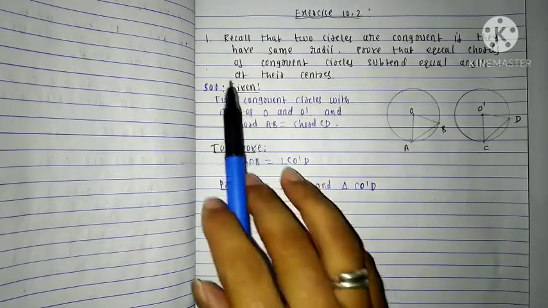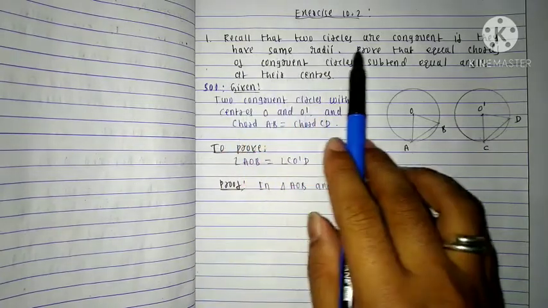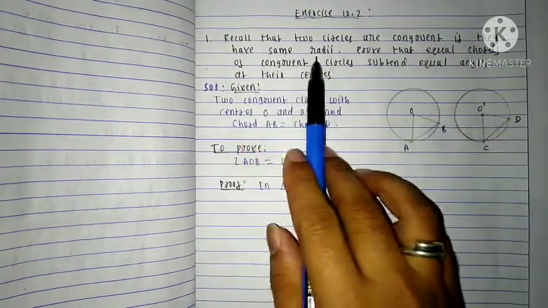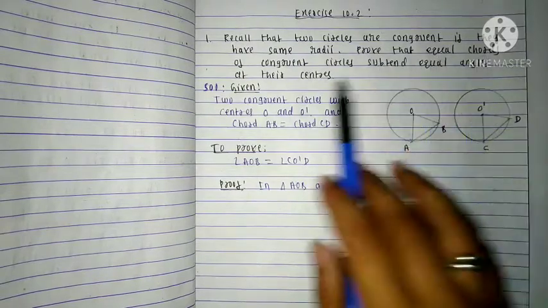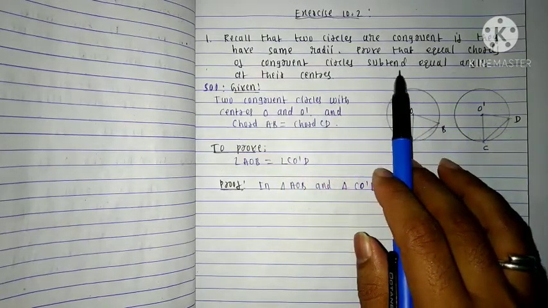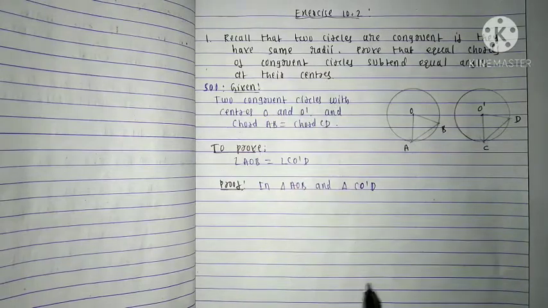Now let us look at the first problem. Recall that two circles are congruent if they have the same radius. Yes, we have recalled it. Prove that equal chords of congruent circles subtend equal angles at their centers.